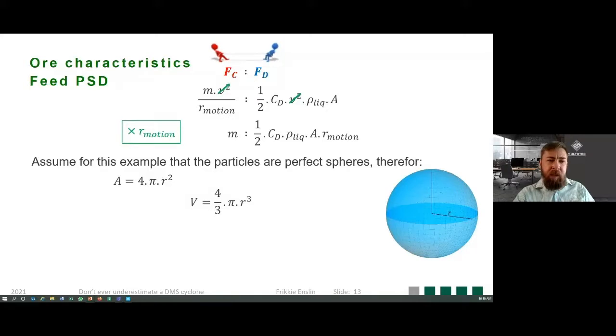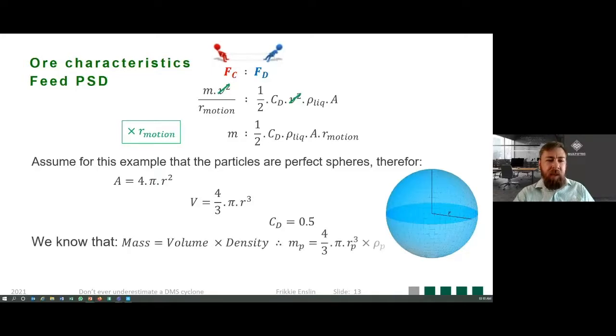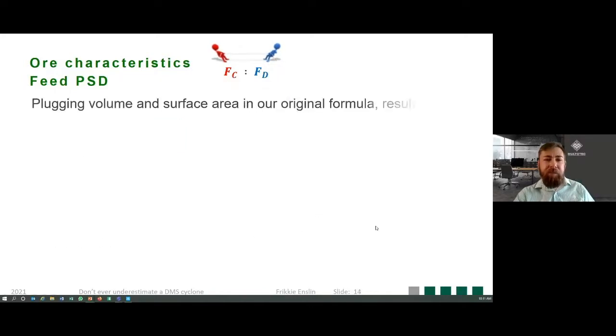So we know how to calculate the surface area, we know how to calculate the volume, and because it's perfectly spherical, the constant is 0.5. So let's plug this in. First of all, we need to know that mass equals volume times density. So the mass of your particle will then be the volume of your particle times the density of your particle. All right, keep that in mind.